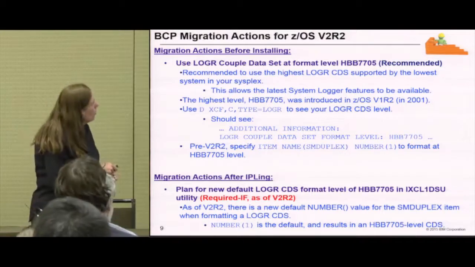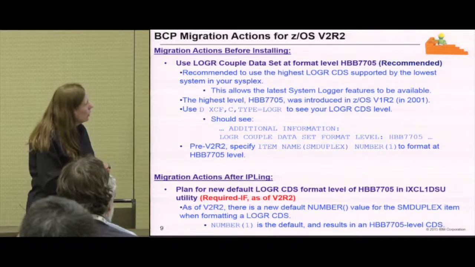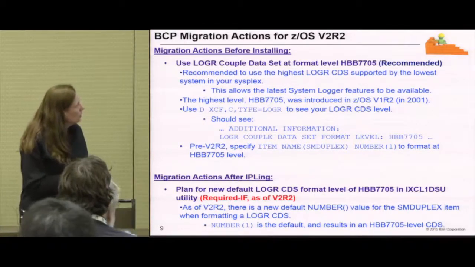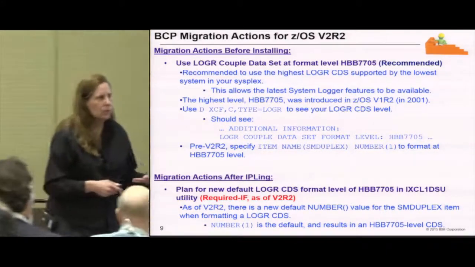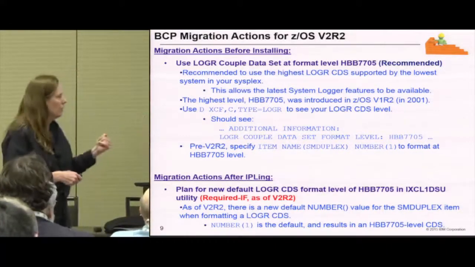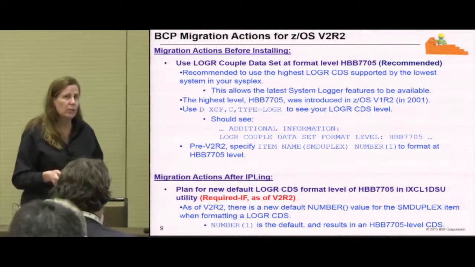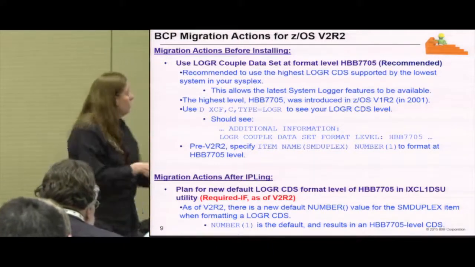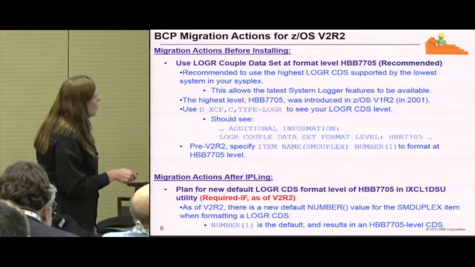Okay. So what do you do? How do you know if you have the level? You can type D XCF,C,TYPE=LOGGER, and then you look right down here and you'll see, it should say HBB7705. That gives you the highest level of the couple data set, which is 14 years old. Okay, so please just go and look at that, and it's a recommendation that you format it. If you're going to format it on a pre-ZOS version 2 release 2 system, in order to get that highest level, you're going to need to say on your SMDUPLEX, you're going to need to say number 1.